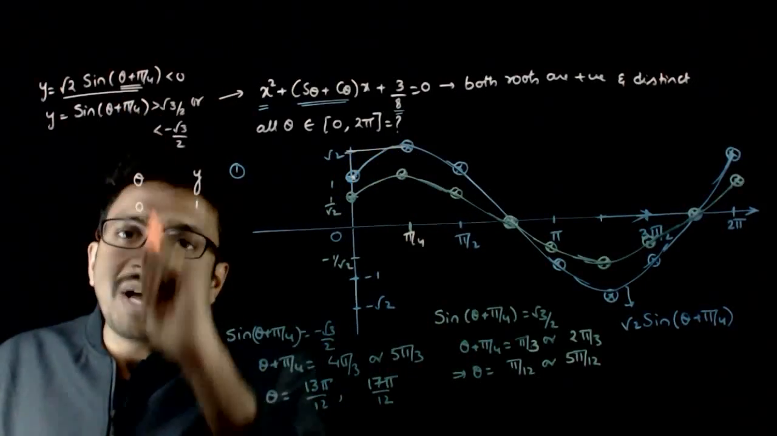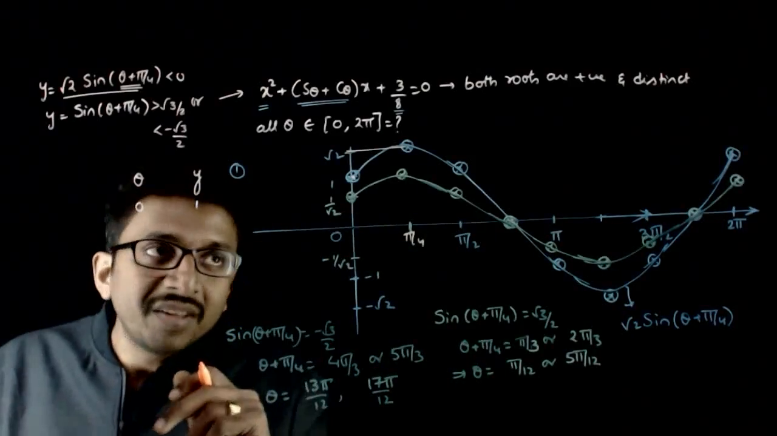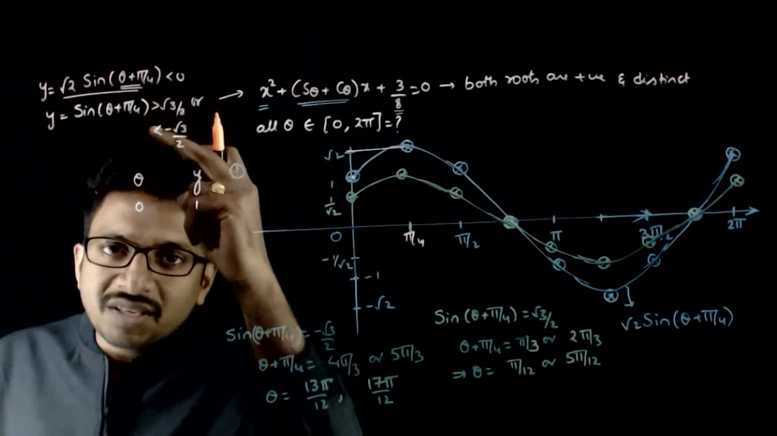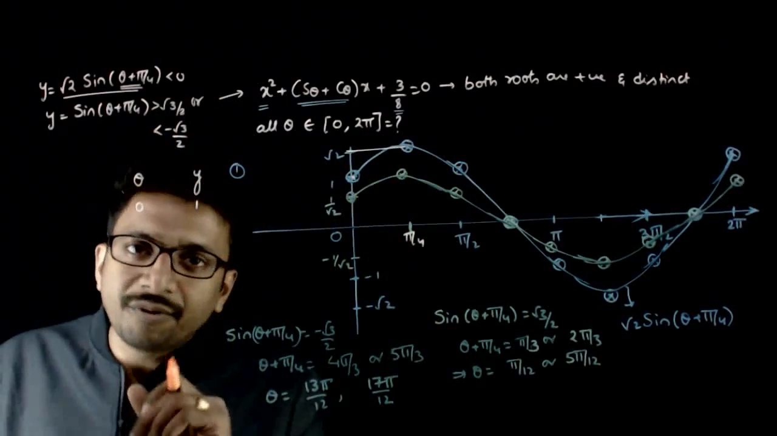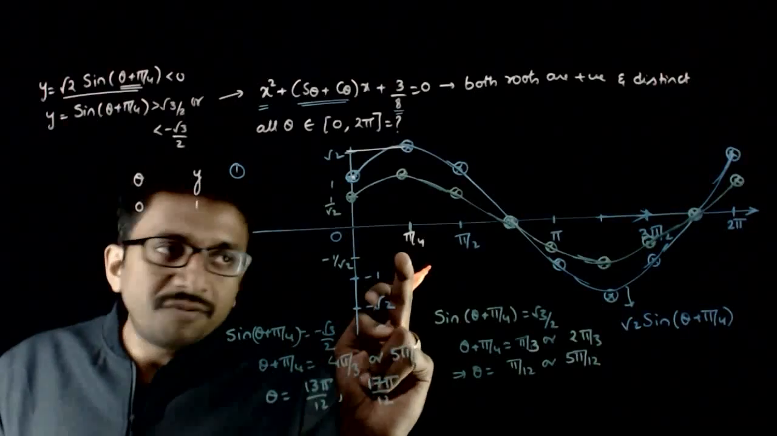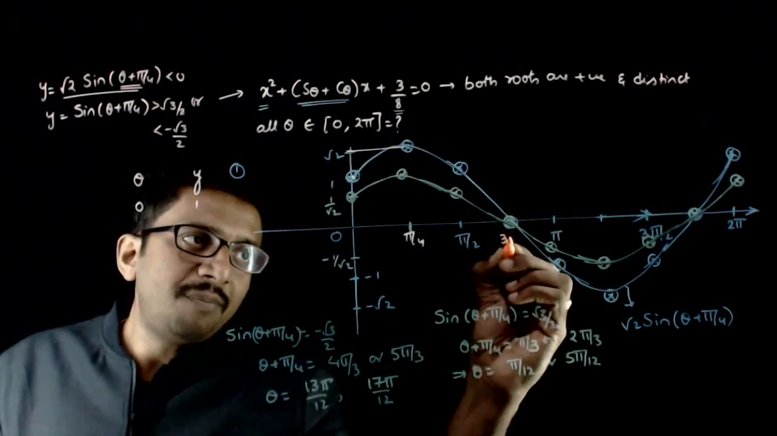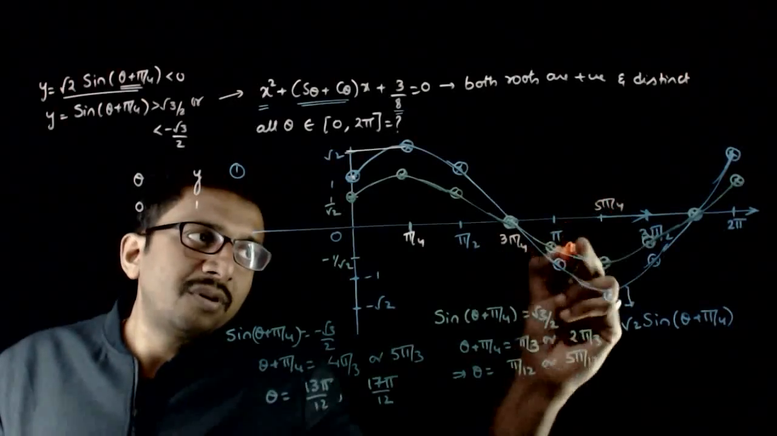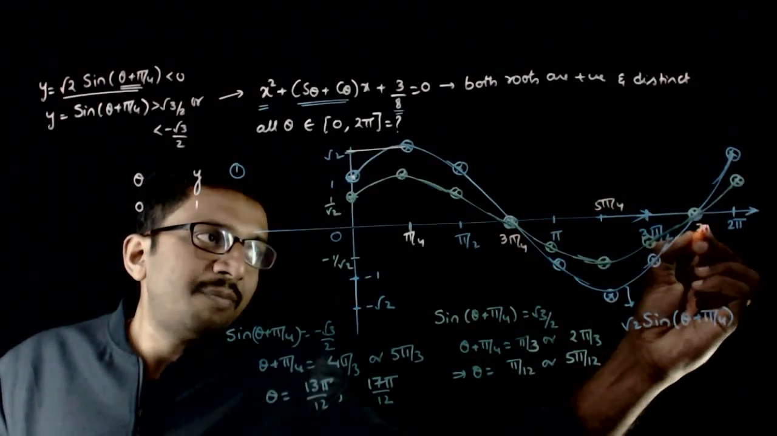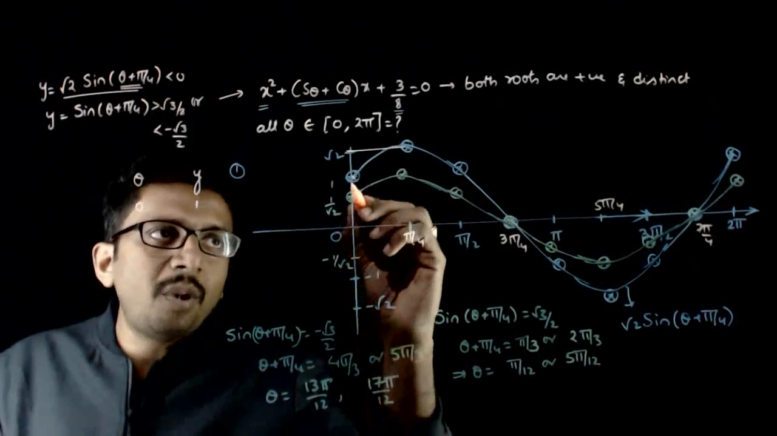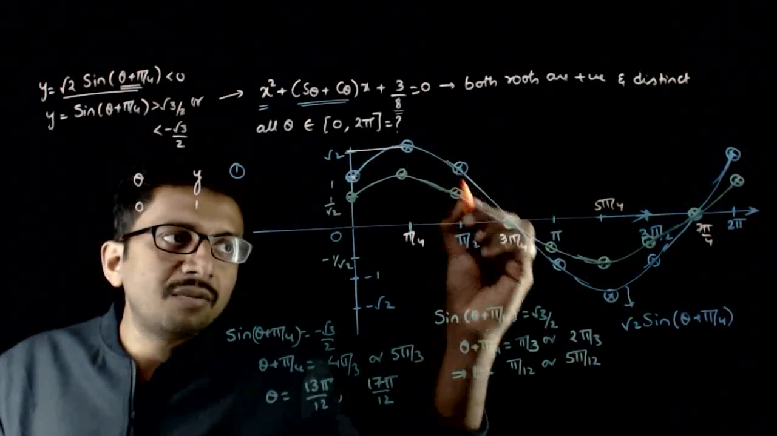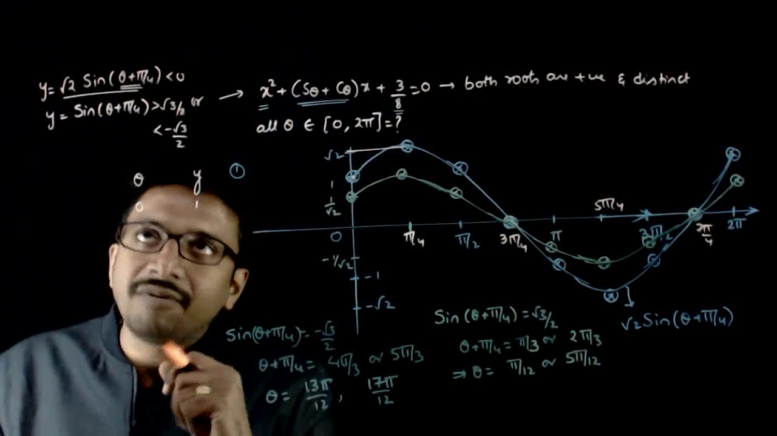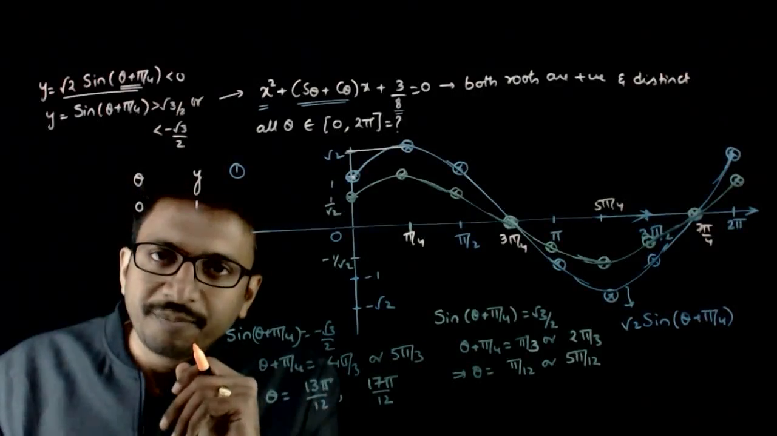Similarly, when x is equal to pi by 2, the value is 1 again. So if you go on finding the values of this curve at regular intervals of pi by 4, I have found it at 0, pi by 4, pi by 2, 3 pi by 4, pi, again 5 pi by 4, 3 pi by 2, 7 pi by 4 and 2 pi. I have calculated the values of y and found the points and have joined them with a smooth curve. So that is the graph of root 2 times sine of theta plus pi by 4.